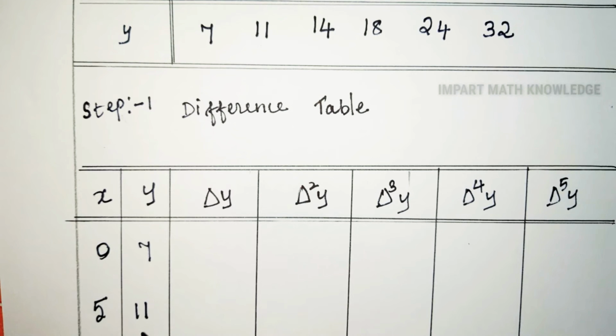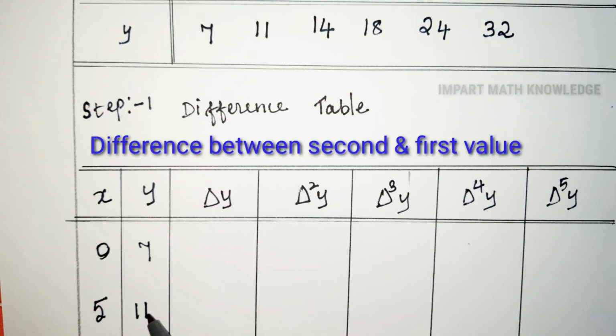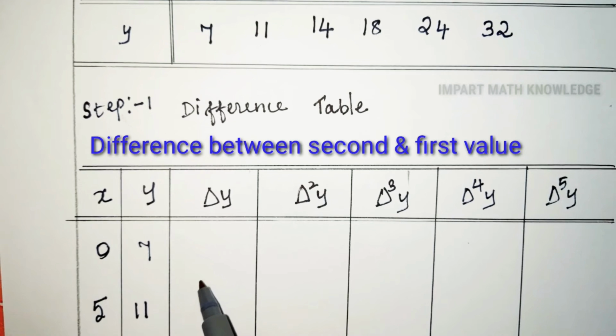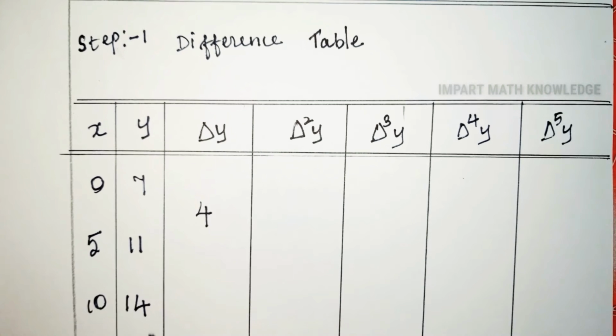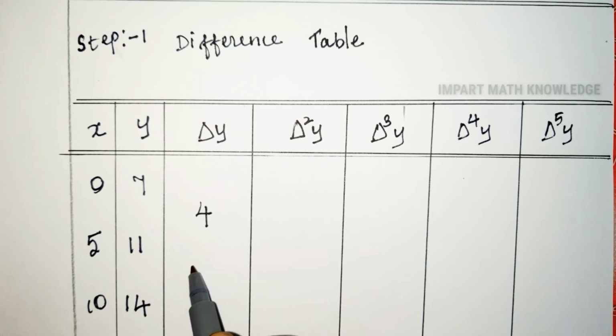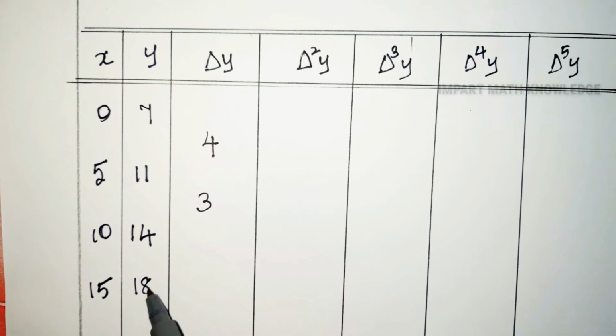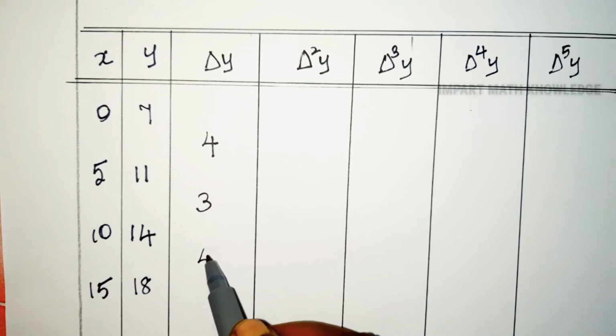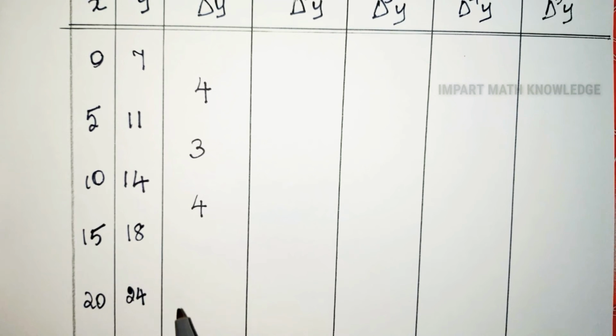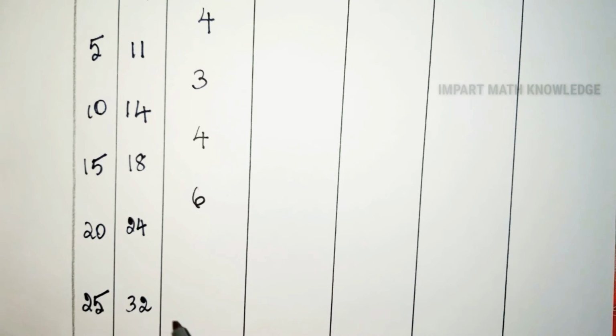Take the difference between the second value and the first value. 11 minus 7 is 4. 14 minus 11 is 3. 18 minus 14 is 4. 24 minus 18 is 6. 32 minus 24 is 8.